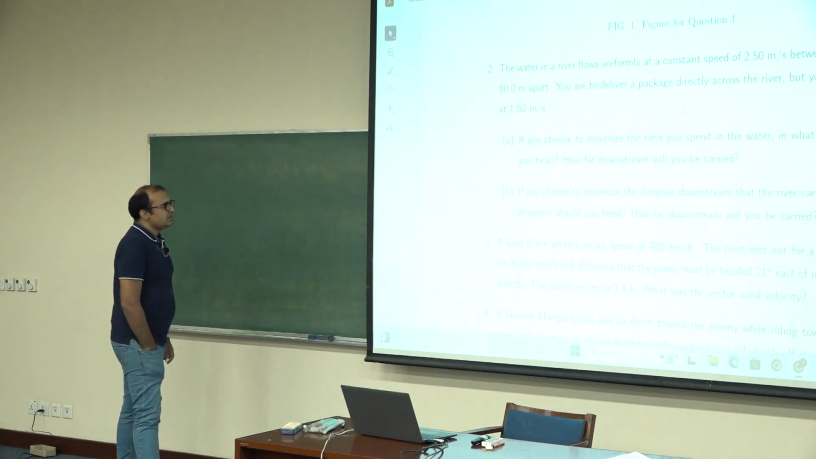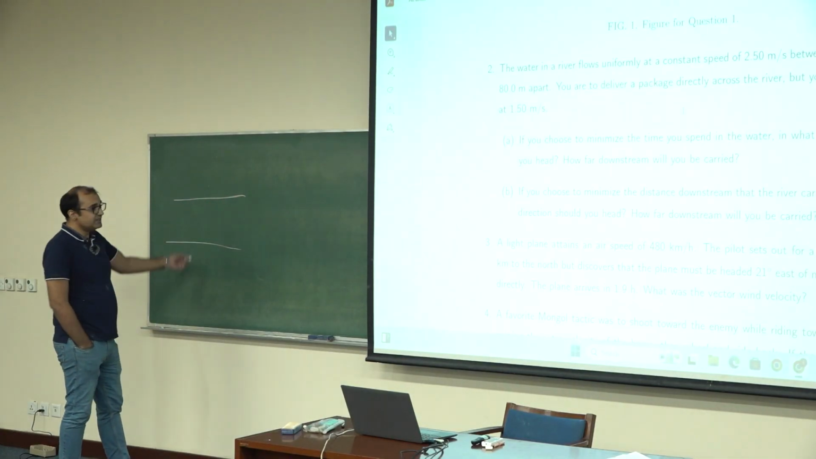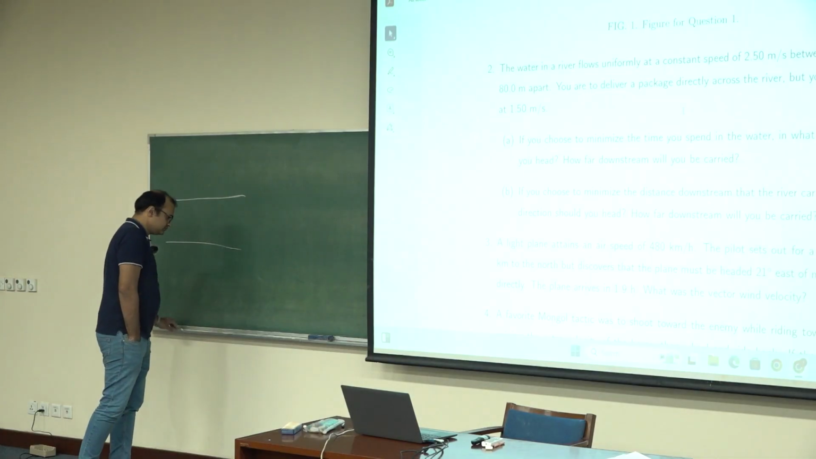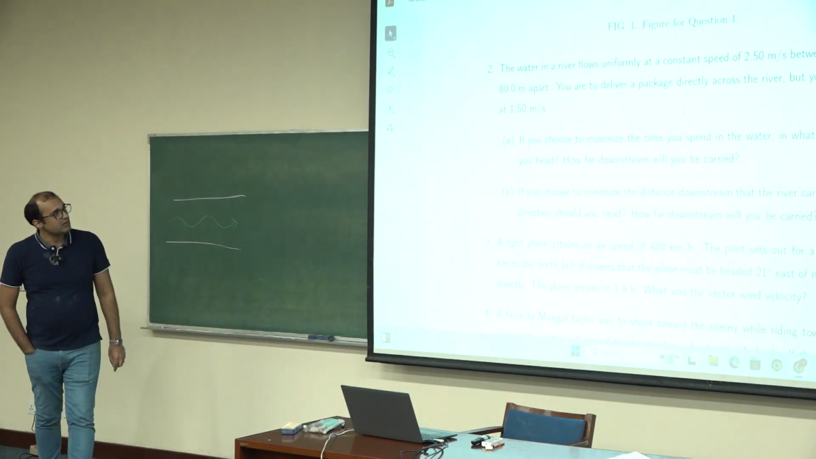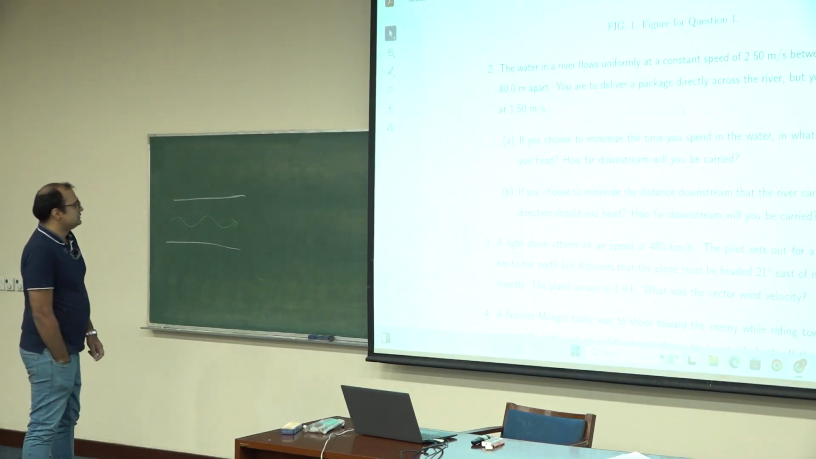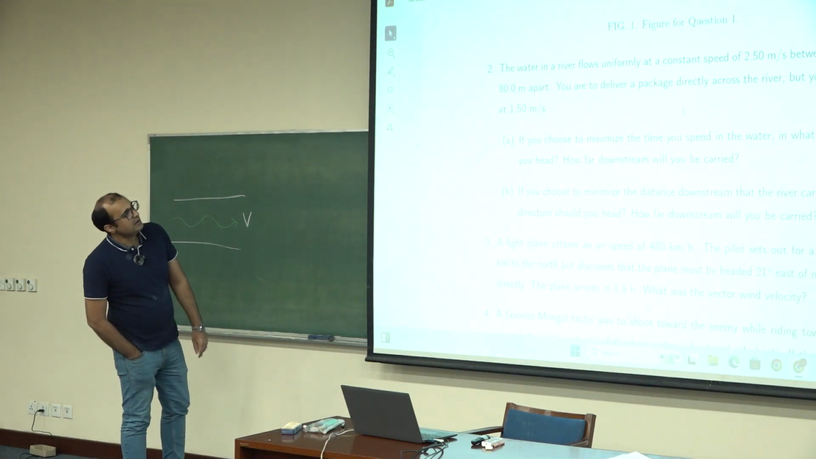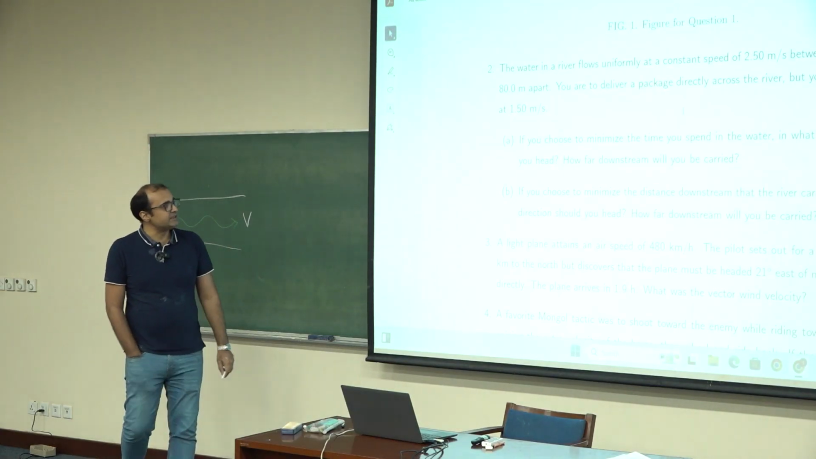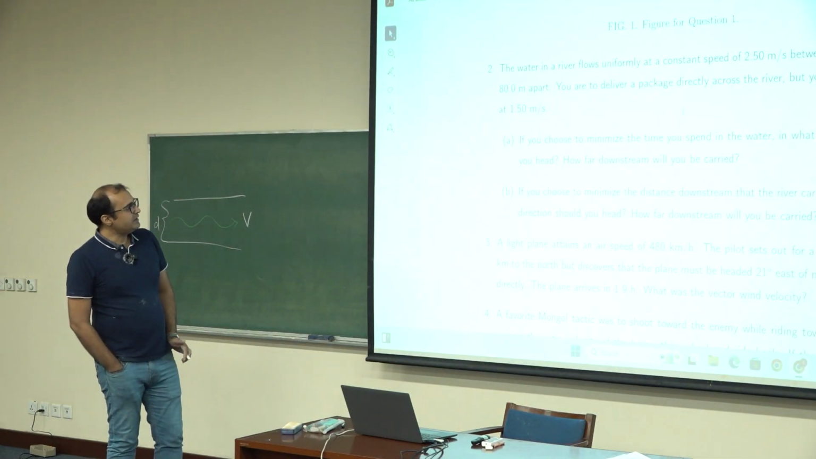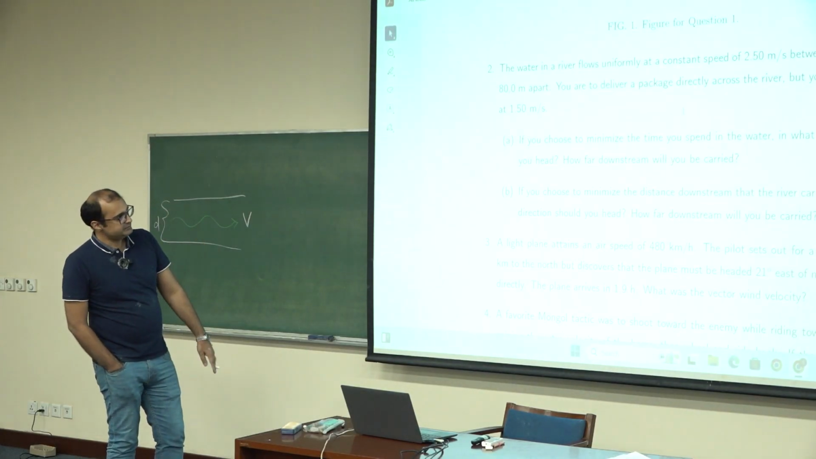Okay. So let's draw the top view. There's the river, top view. There's some flowing water. Let's say that this is flowing with speed capital V. It doesn't matter. And you are supposed to deliver, and this distance is d, which is equal to 80 meters. You are supposed to deliver a package across the river.